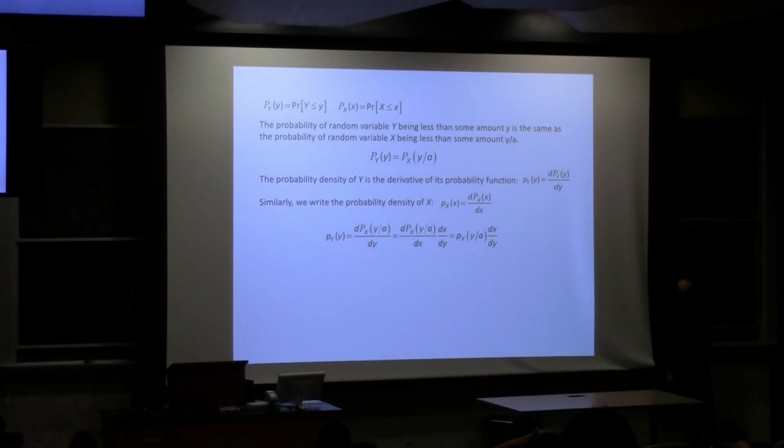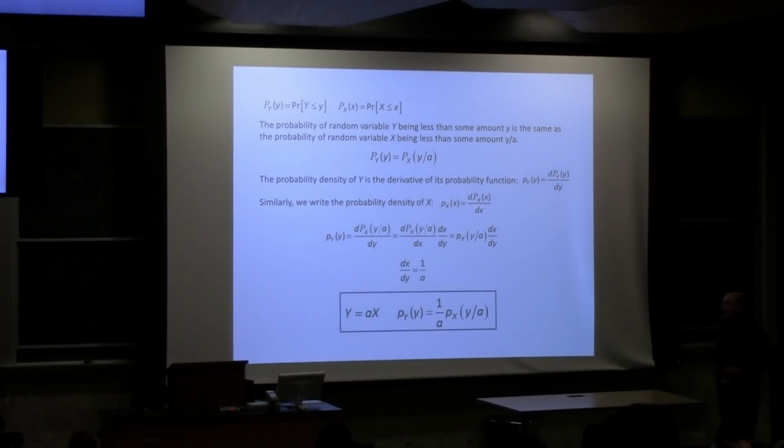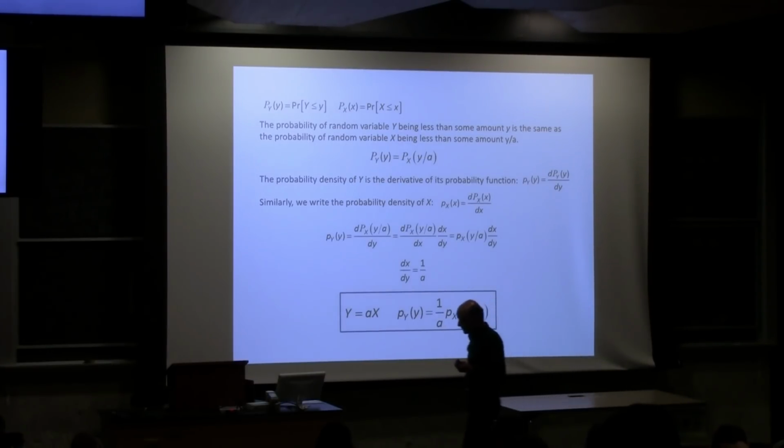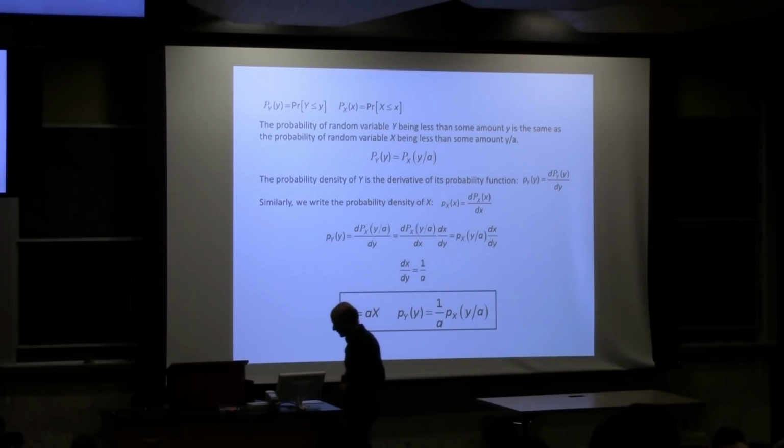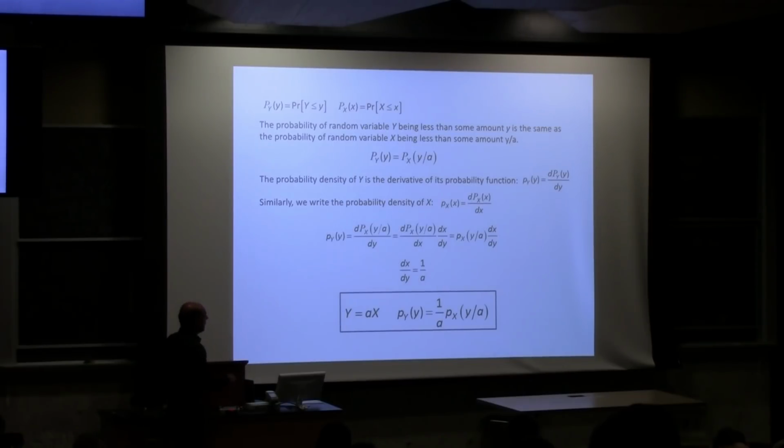What's dx dy? 1 over a. Yes, very good. All you have to do is look at your notes. So what we have now is a relationship between the random variables x and y and a relationship between their probability distributions. So if y is equal to ax, then the probability distribution of y is 1 over a times the probability distribution of x, where x is replaced with y over a.